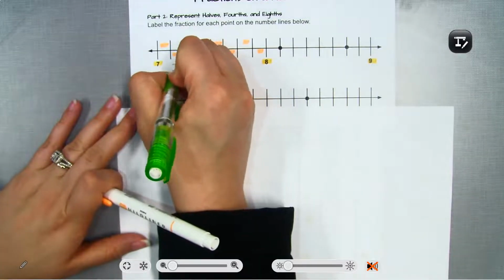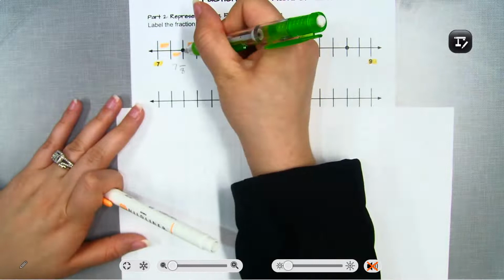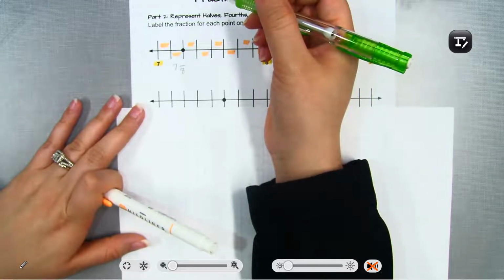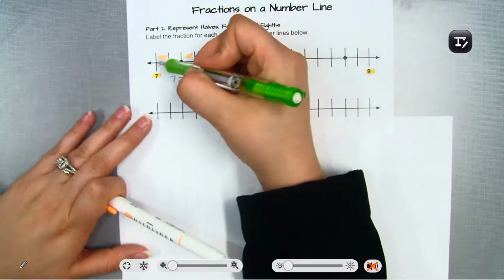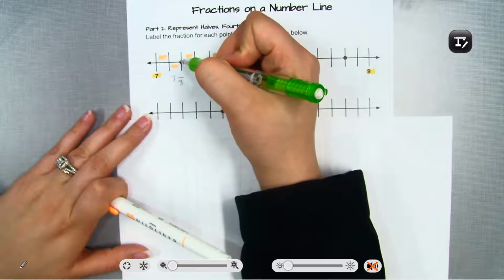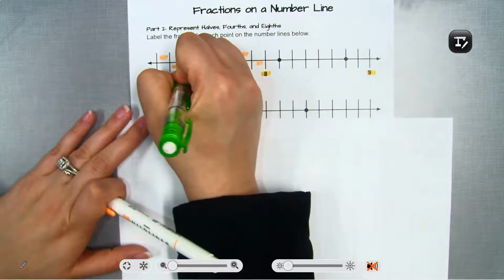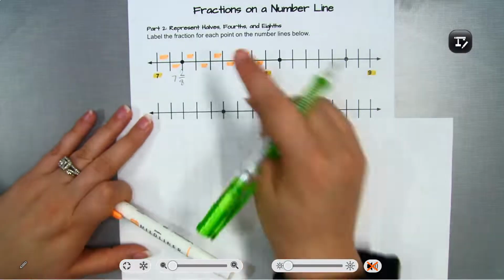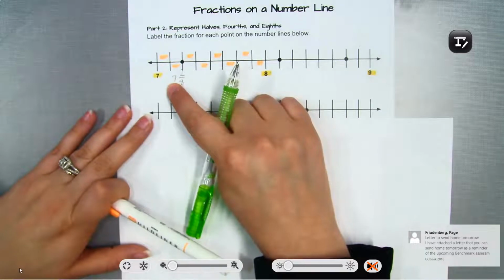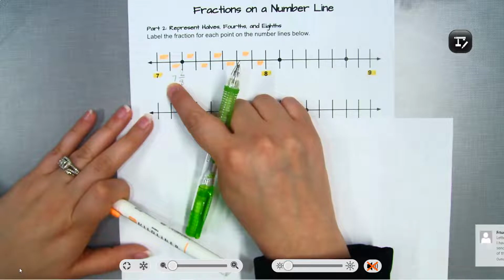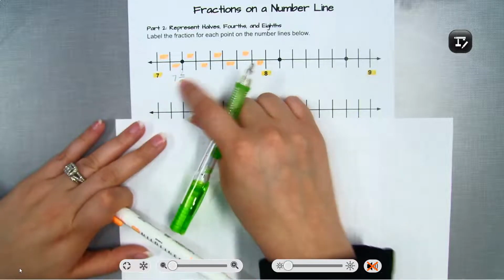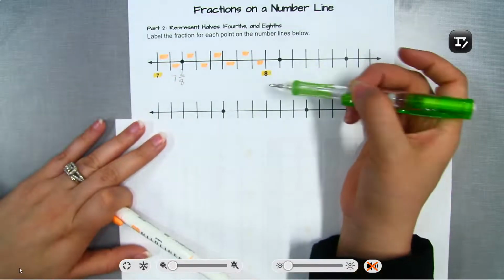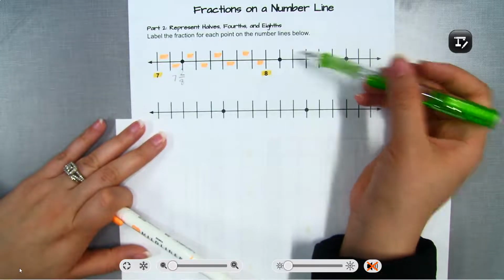My whole number is going to be a 7. My numerator is where my point is on the number line. So I jumped 1, 2 spaces. So my fraction is 7 2/8. And I have to put the word and because it's 7 whole and 2/8. Now, between 8 and 9, I have 2 points.